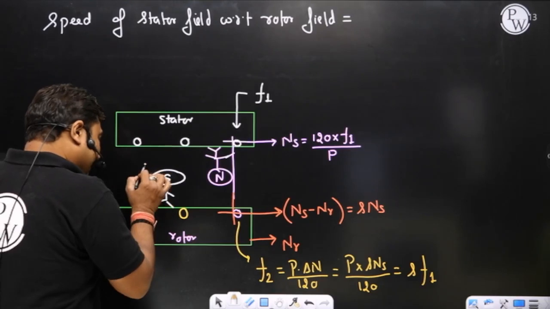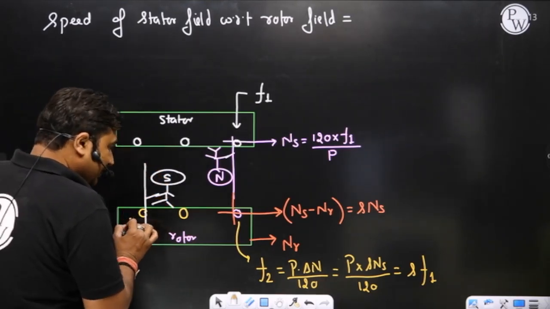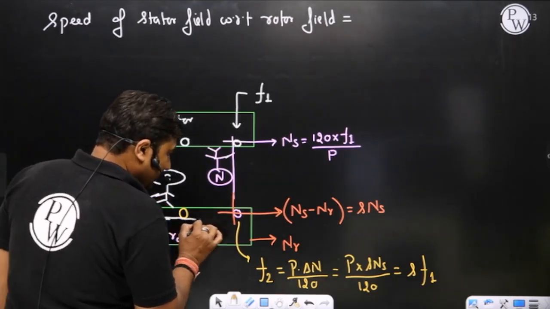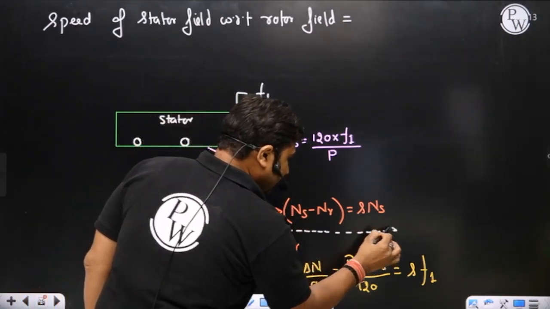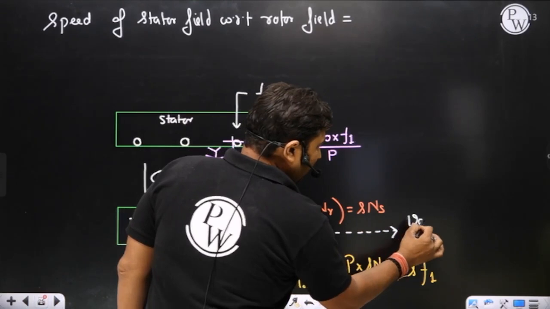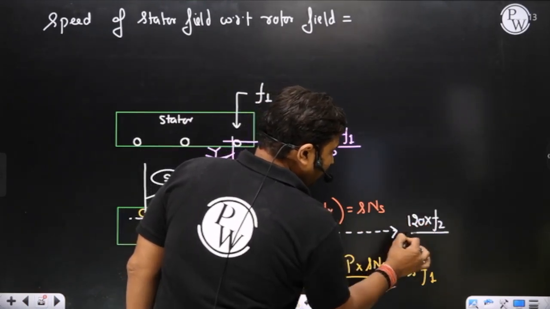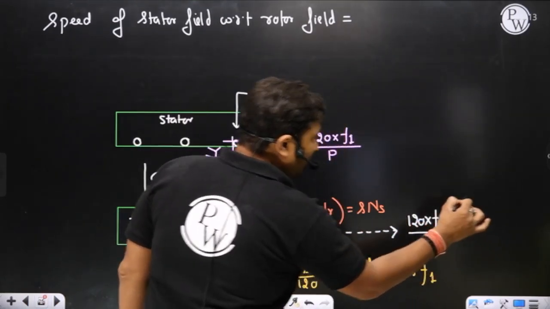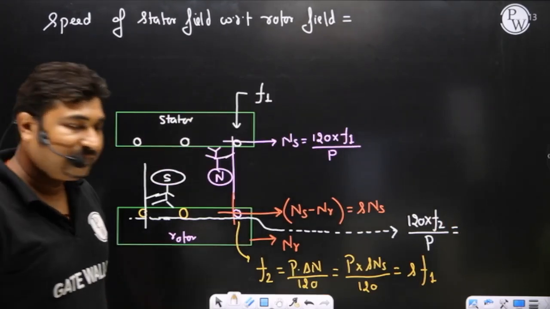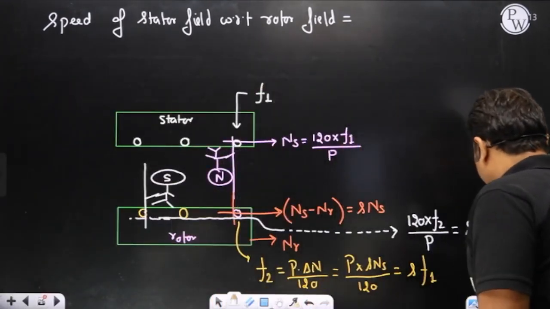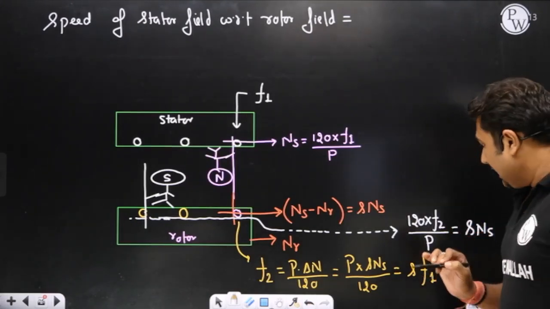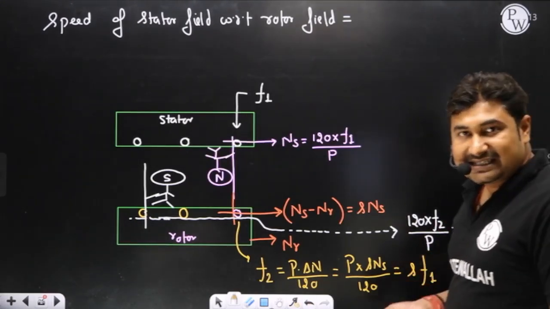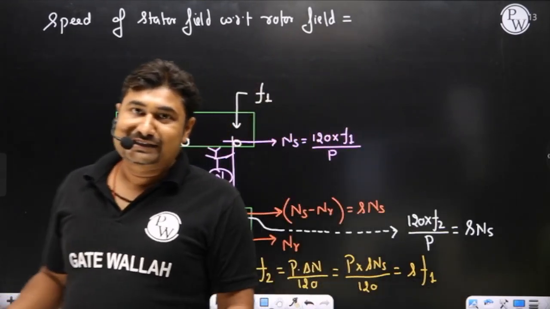The rotor's rotating magnetic field rotates with respect to the rotor structure at a speed of 120 F2 by P, where F2 is the frequency of current flowing in the rotor winding. This equals SNS only, because F2 is SF1 and 120 F1 by P is NS. The number of poles of stator and rotor is the same.